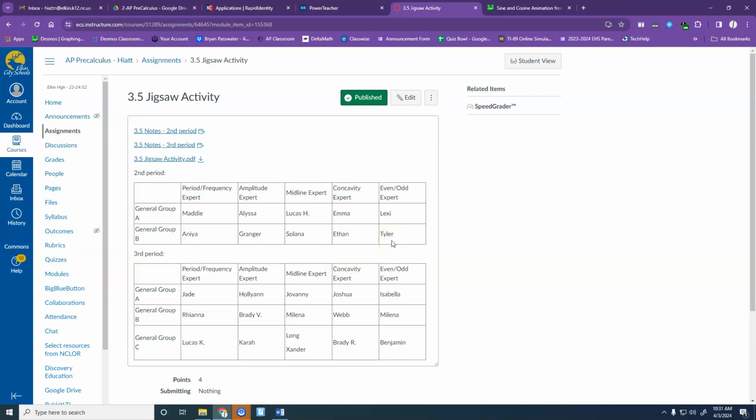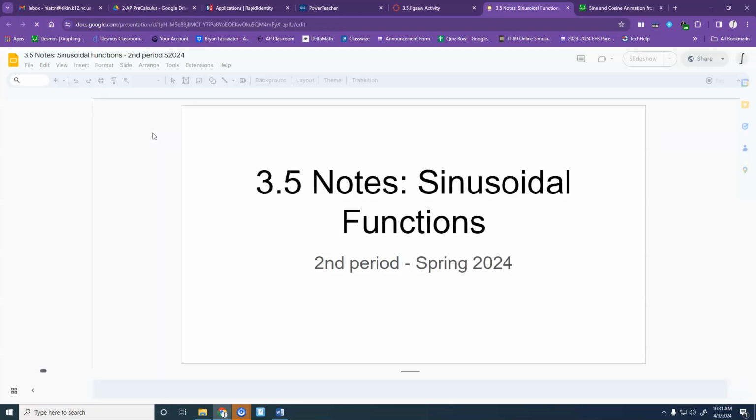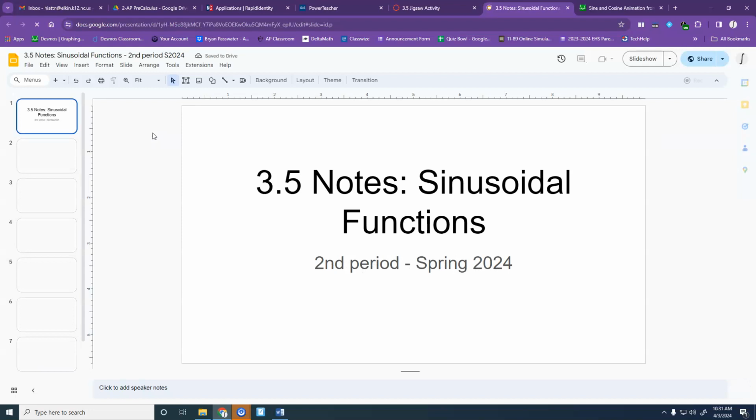So what you are going to do for me in your expert group, I have made a set of notes for our class, but they're mostly blank. You'll make sure you click on the one for second period, not the one for third period, or you'll be putting it in the wrong place. So that's just which section we're looking at.